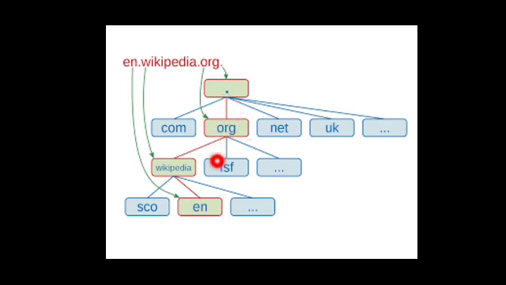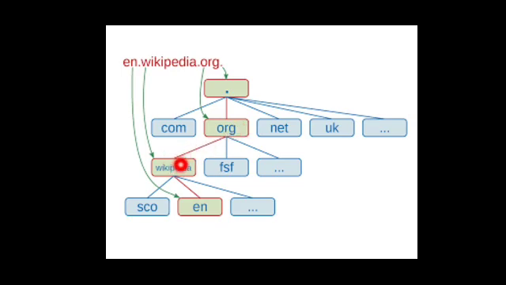Within .org there are many different types of websites, or different types of organizations. So from .org it will ask what the next string is, that is Wikipedia. It will choose this path. It will say if you want the IP address of en.wikipedia.org, then you have to go in this direction, you have to search in this direction.